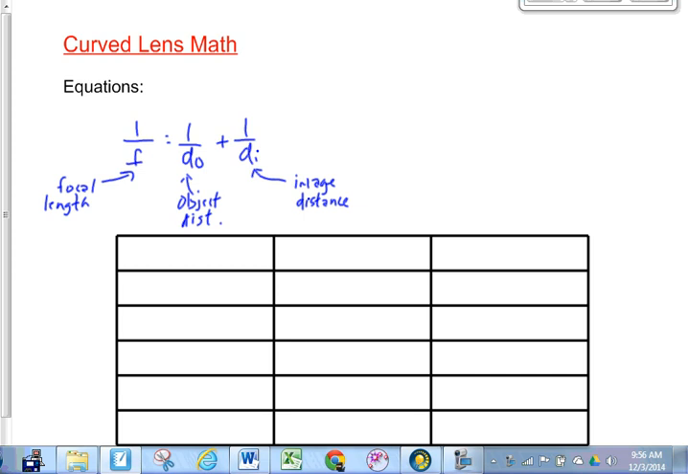There's another equation as well that we call the magnification equation. m is equal to hi over ho equals negative di over dO. We already know what di and dO mean, the image distance and the object distance. What do you think hi stands for? Di stands for the distance from the lens to the image. Hi would stand for, Maria, the image height, right? How tall the image is.